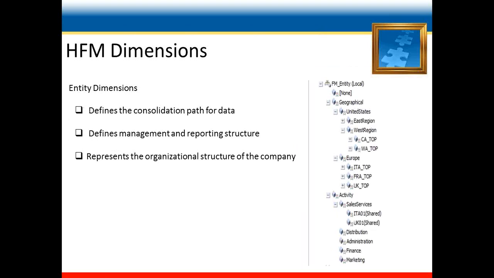The next dimension is entity dimension. Entity dimension defines the consolidation path for data. It also defines management and reporting structure. It represents the organizational structure for the company. You define attributes for entity dimension members such as default currency and security class, and to specify whether the entity allows adjustment and store intercompany details.